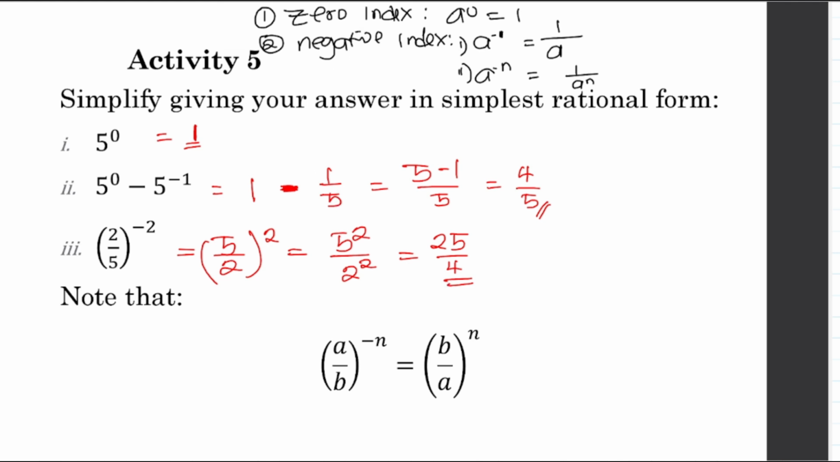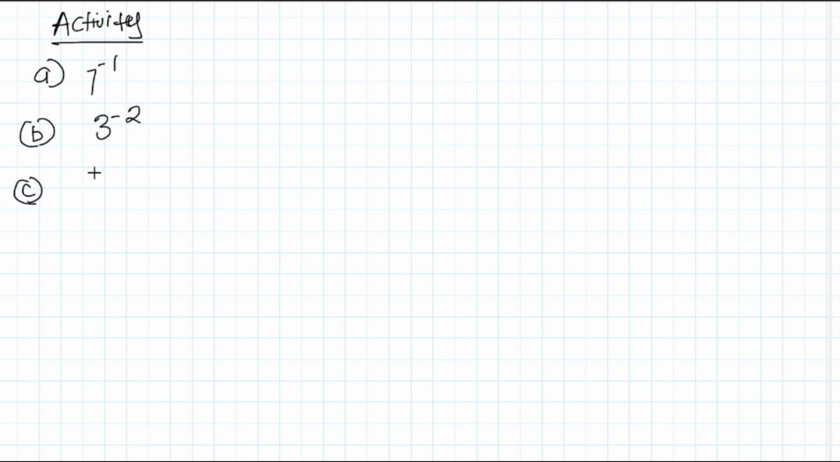Now you're going to pause the video and answer the following questions, okay? Examples, activity or classwork. Simplify the following. A, 7 raised to power minus 1. B, 3 raised to power minus 2. And C, 3 over 11 raised to power minus 2.